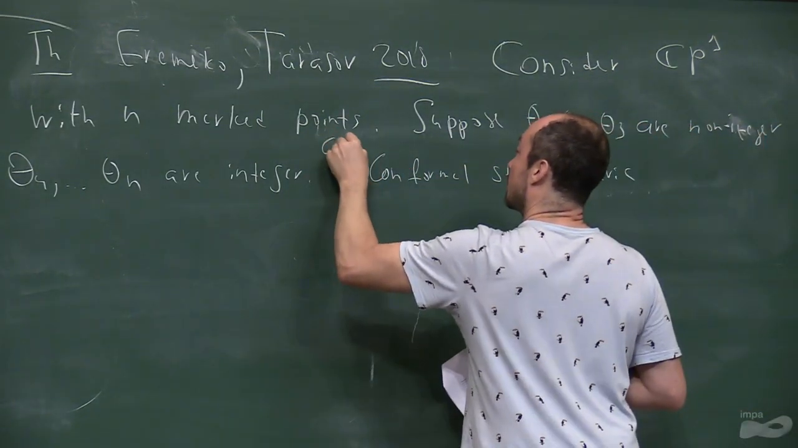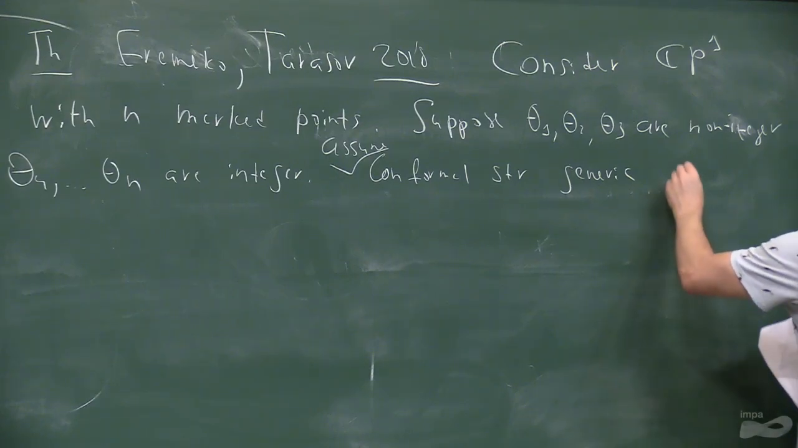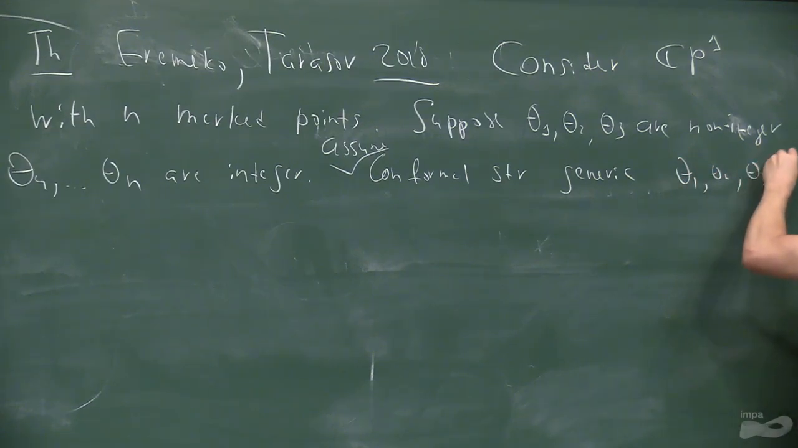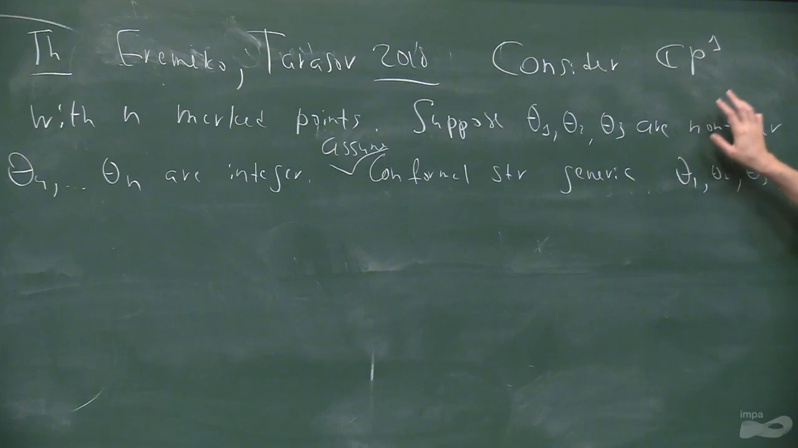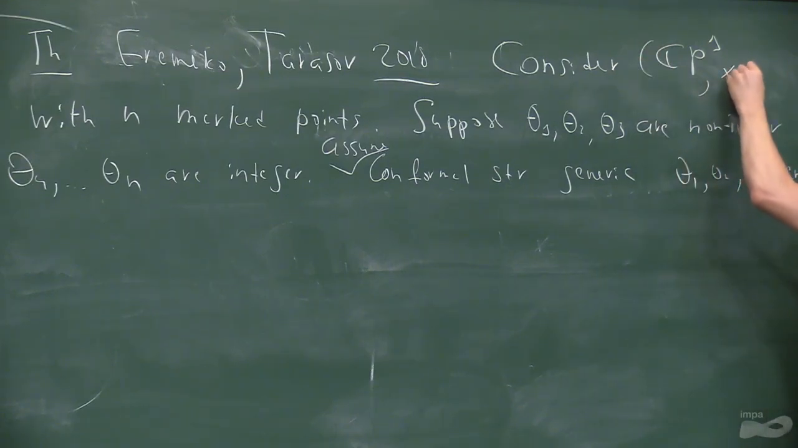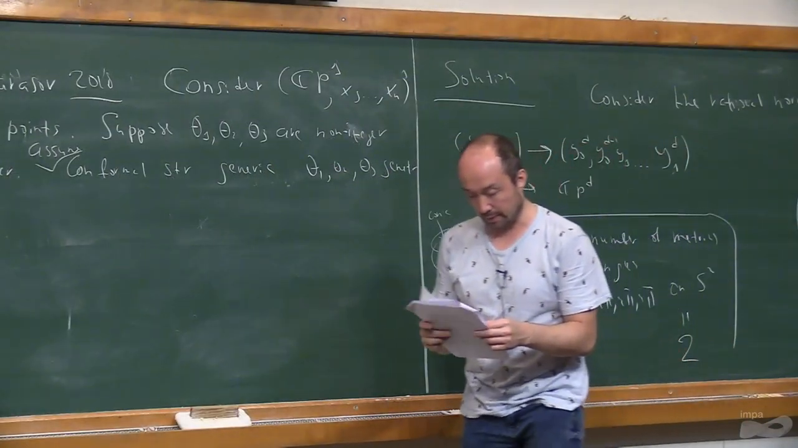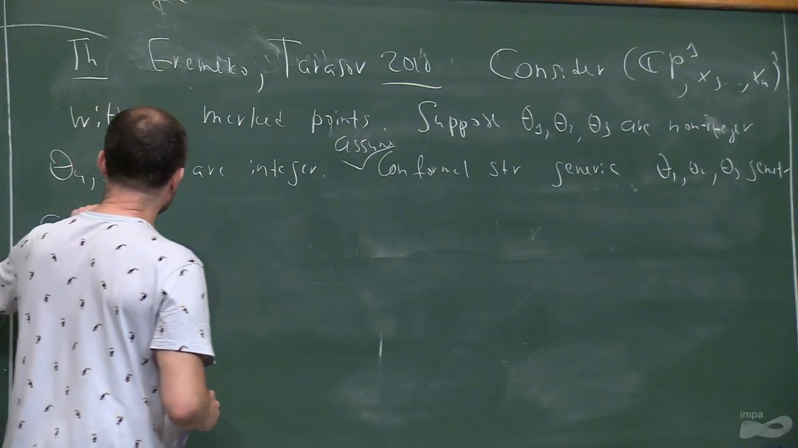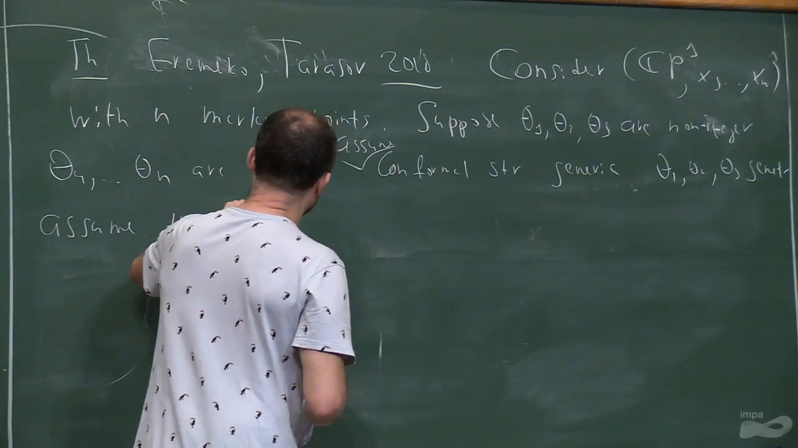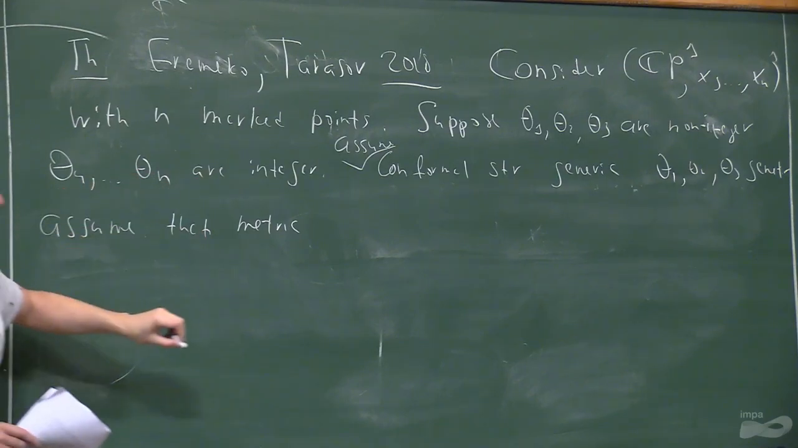Assume the conformal structure is generic, and now theta 1, theta 2, theta 3 are generic. What I mean by the conformal structure being generic is that the position of points x1, etc., xn is generic. So this means the conformal structure is generic. Then theta 1, theta 2, theta 3 are generic. And finally, again, assume that a metric with conical angles 2 pi theta i exists.